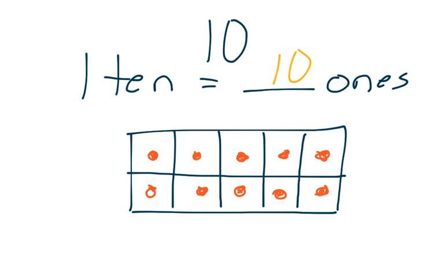That's pretty simple. But when we get to bigger numbers, it gets a little bit more confusing. So let's take a look. Okay, here I have the number 30, and I want to see how many tens is that, and how many ones is that equal to.